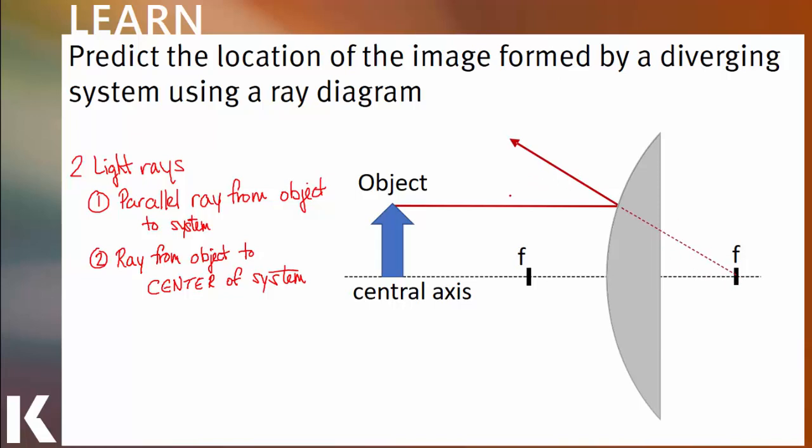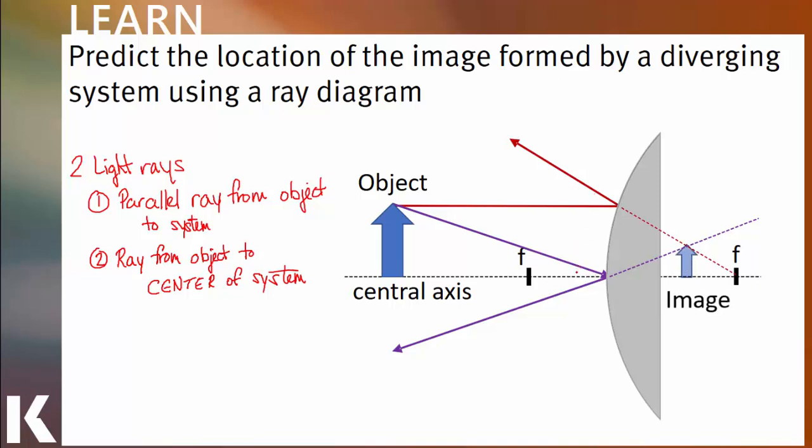To draw our second ray, it's going to go from the tip of our object to the center of the system. Now, because this is a mirror, there's no light actually getting into the structure itself. So the center of the system is going to be the center of the surface of the mirror. And again, when this ray of light hits the surface of the mirror, it will diverge, and that ray can again be traced back. And it is there, when we have the intersection of the 2 projections, that we find our image.